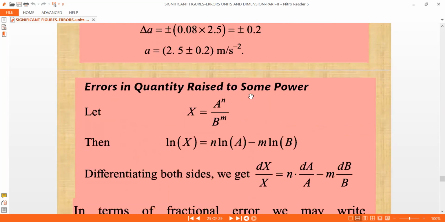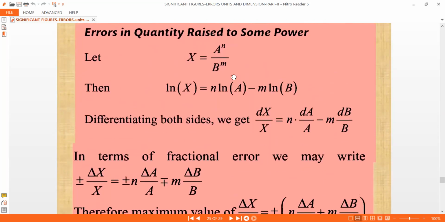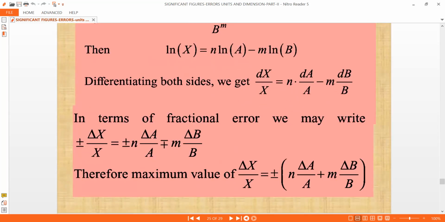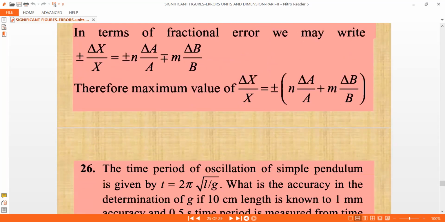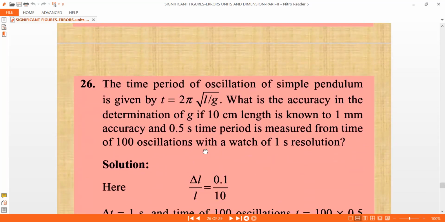So the next one is, as I told you, when the quantities are raised to some power, the relative error of A is multiplied by its power, plus the power of B into the relative error of B. So that is the idea. The differential method which I told you just now is expressed over here. And now delta x by x is plus or minus n into the power of A multiplied by the relative error in A, and the power of B multiplied by the relative error in B. That is the basic idea for solving this one.